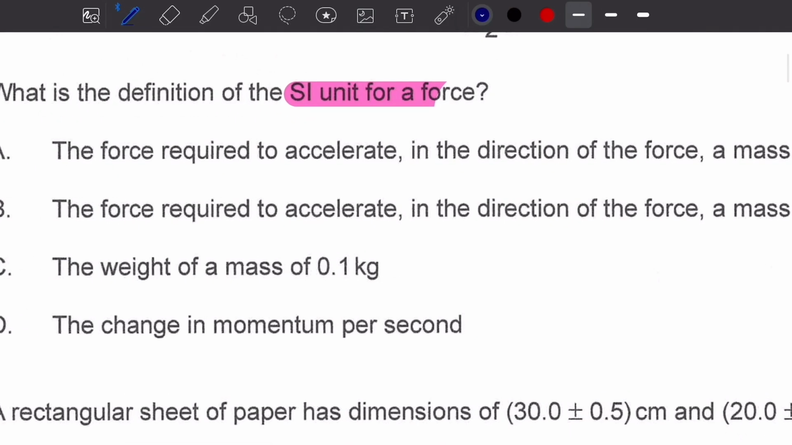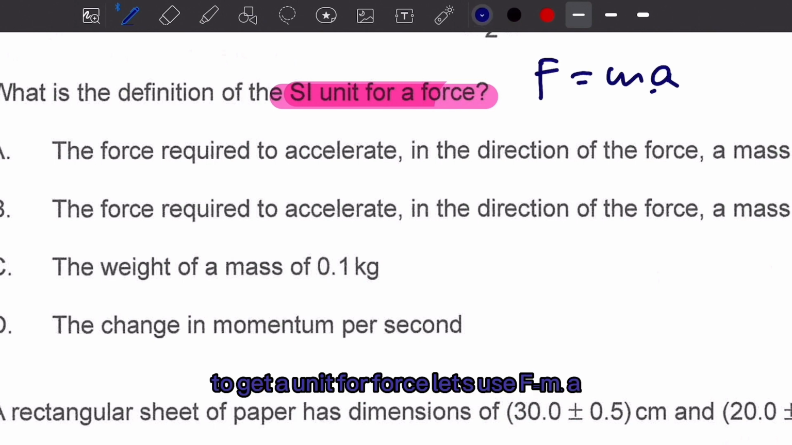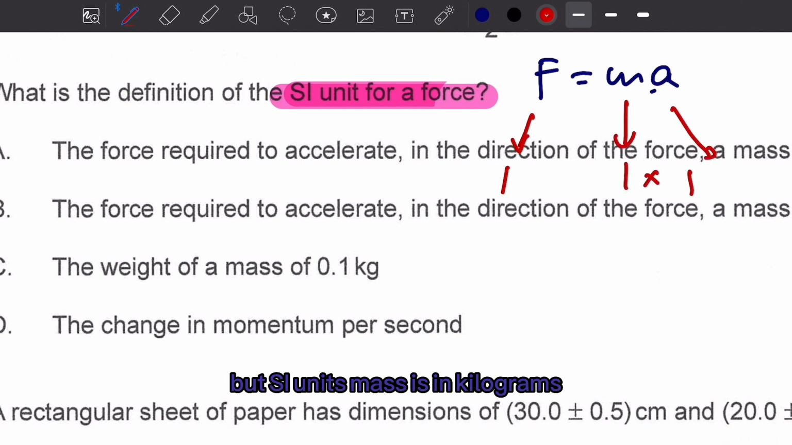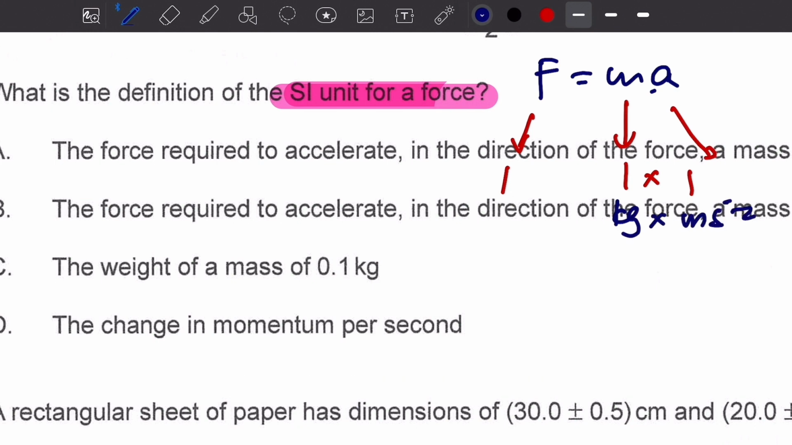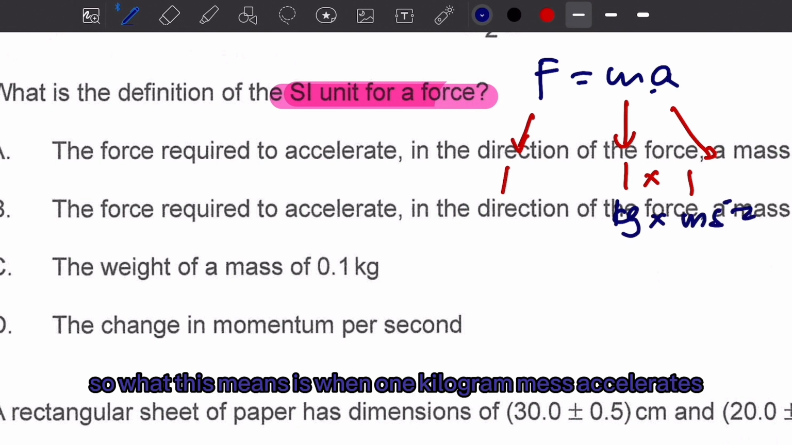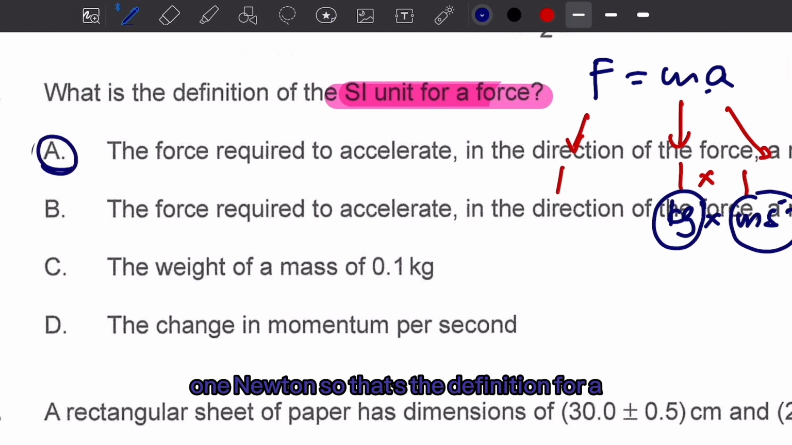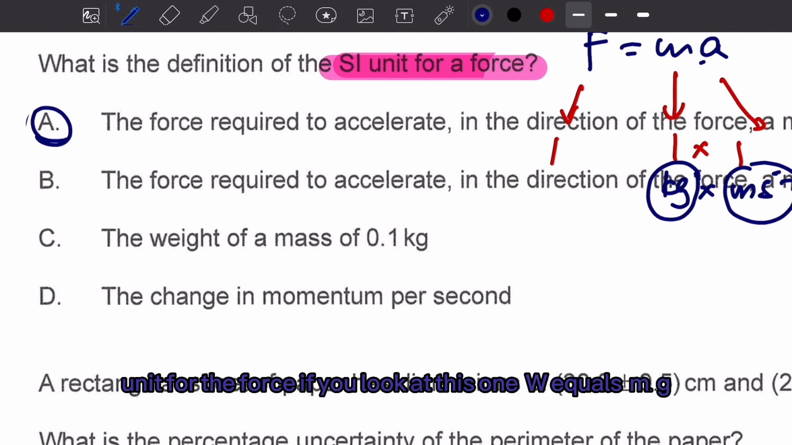Question number 1. What is the SI unit for a force? To get a unit for a force, let's use F equals ma. If you want to make this 1, you have to make mass 1, acceleration 1. But in SI units, mass is in kilograms, acceleration is meter per square second. So when 1 kilogram mass accelerates at 1 meter per square second, that force can be called 1 Newton. So that's the definition for a unit of force.